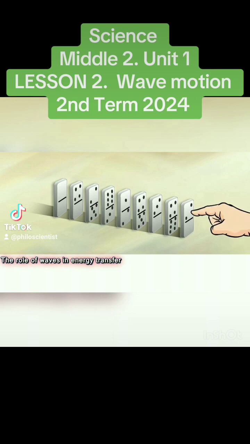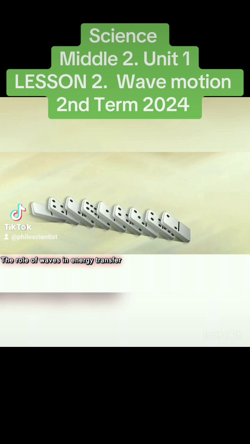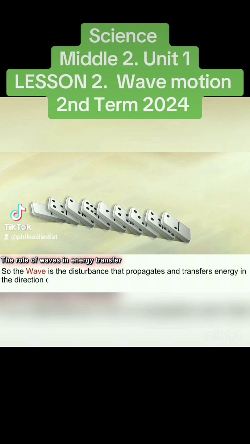When the first domino piece fell, its energy transferred to the next one. That falls down in turn, transferring the energy to the next piece, and so on. Energy transfer through the domino pieces continues, and the pieces never change position in the line. So, the wave is the disturbance that propagates and transfers energy in the direction of propagation.